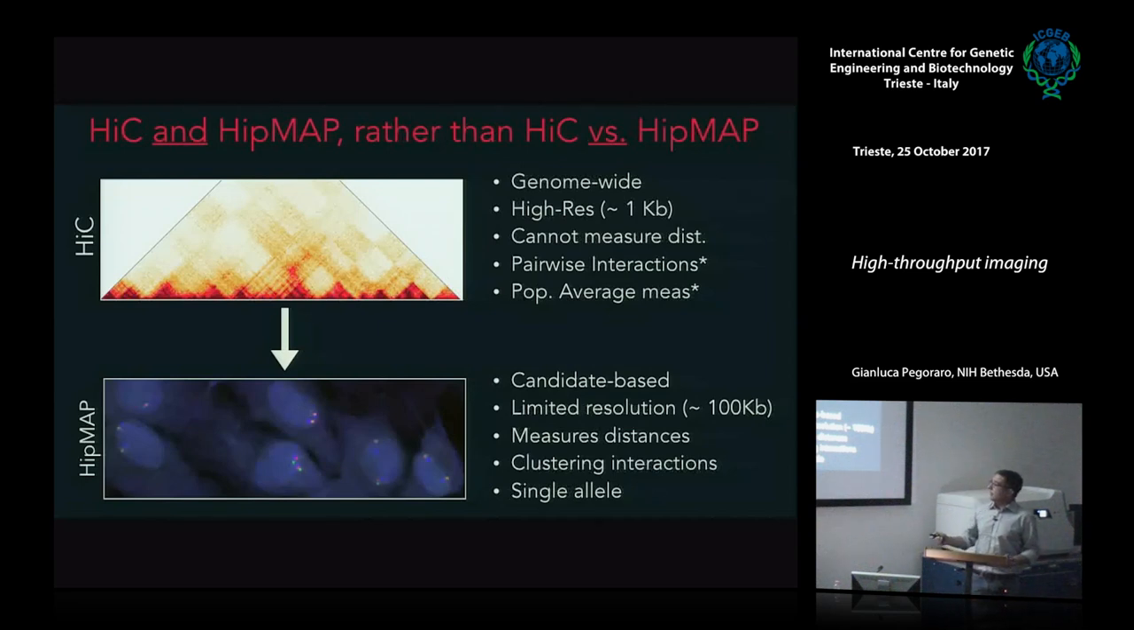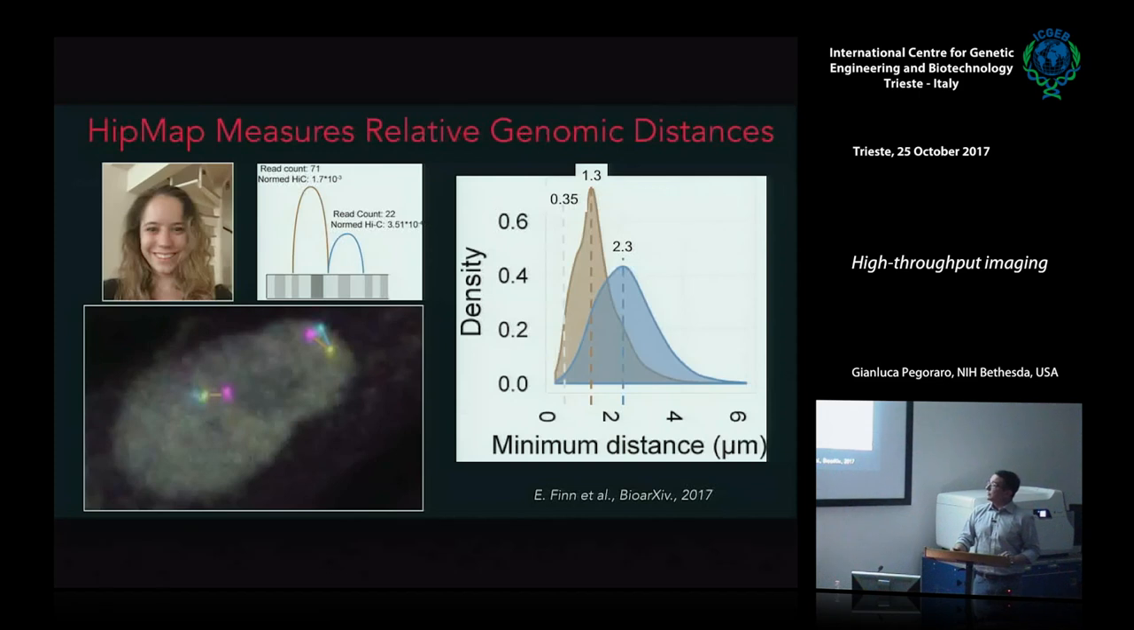On the other hand, fluorescence microscopy, DNA FISH, is candidate-based and has somewhat limited resolution, but has the great advantage of being able to measure physical distances. It's also possible to measure cluster interactions of up to three spots at a time, and it provides a single-cell, single-allele view of genome architecture. For this reason, Elizabeth Finn, an extremely talented postdoc, again from the Misteli lab, decided to use HiPMap to systematically measure relative distances between genomic loci labeled by DNA FISH.